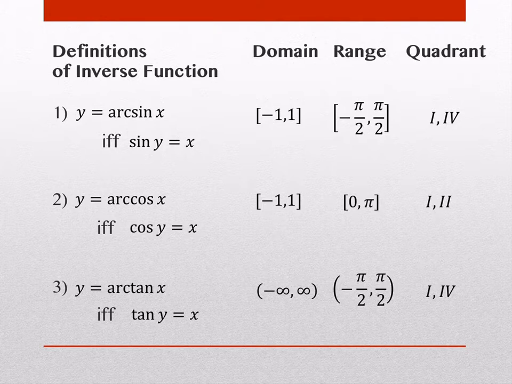The domain for arc sine is -1 to 1, and the reason that's the case is because the range for sine is -1 to 1. Think about the graph of sine itself. It bounces up and down between 1 and -1. So the domain for arc sine is from -1 to 1. You'll notice some interesting things happening with the range. The range on arc sine is -pi/2 to pi/2.